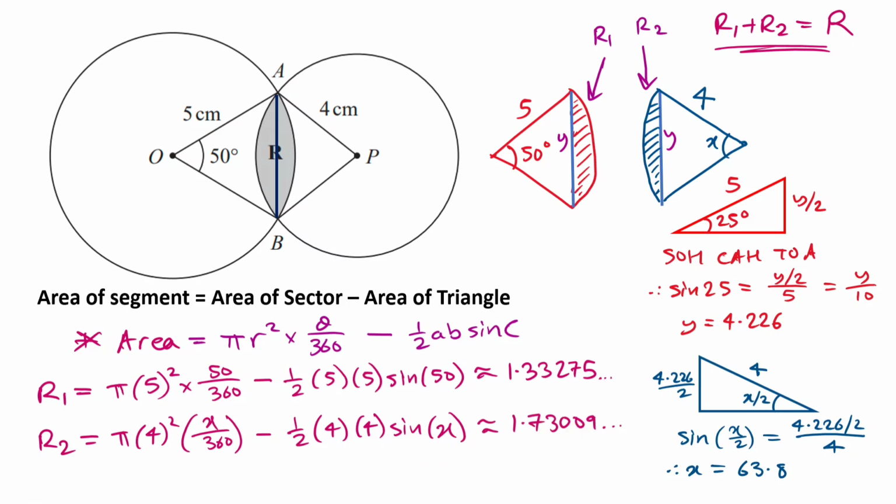1.73009. Whew, almost done. And finally, remember what we said at the beginning, R1 plus R2 is the actual R value. Let's go ahead and add up these long decimals and then round it to 3 significant figures, guys. And you should get 3.06. Voila. I hope this helped you. This is definitely the hardest question in the paper, without a doubt. No, second hardest. You haven't seen the last one yet.